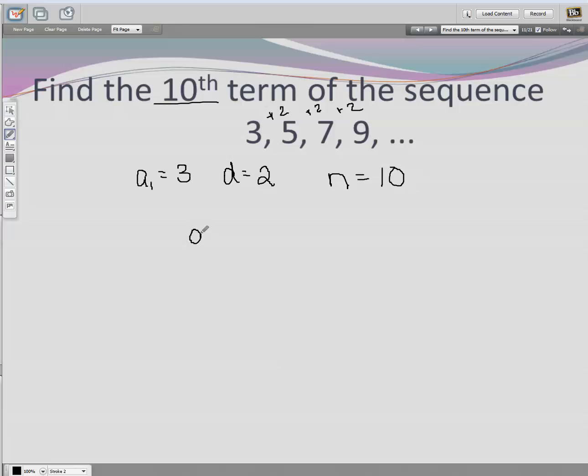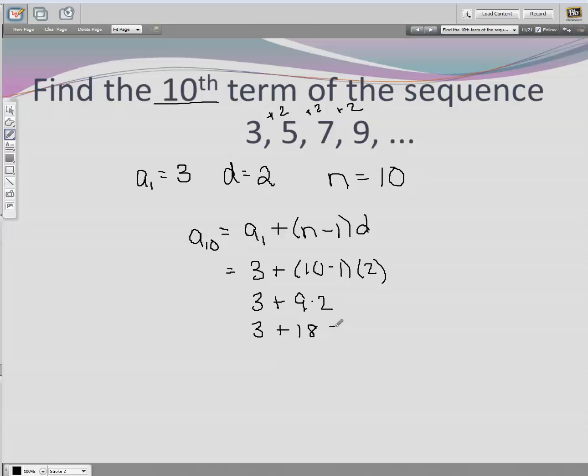So when I write my formula, remember that's a sub 1 plus n minus 1 times d. We will get a sub 1 is 3 plus 10 minus 1, which we know is 9, times d, which is 2. And we get 21. So the 10th term in our sequence is 21.